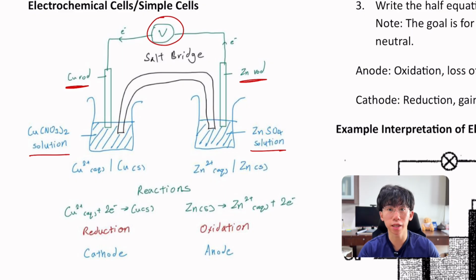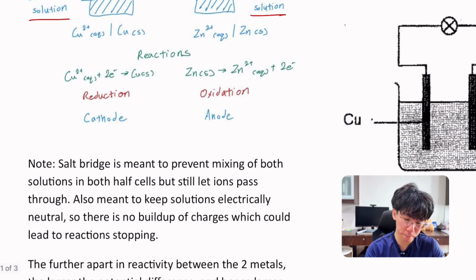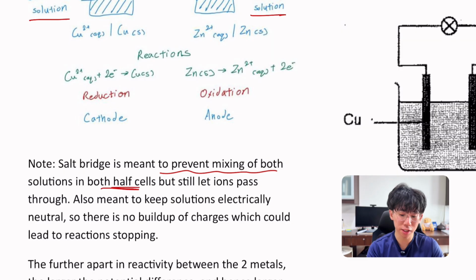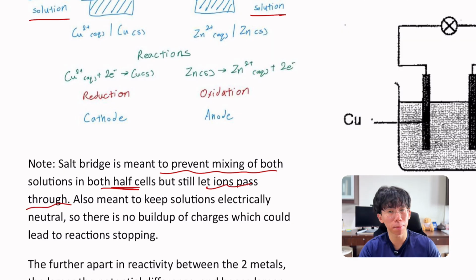Furthermore, to complete the circuit, these electrolytes are also connected via this thing called a salt bridge. The purpose of this salt bridge is to prevent mixing of both solutions in both half cells, but still let the ions pass through. The salt bridge plays an important role because it keeps your solutions electrically neutral so that there's no buildup of charges which could lead to the reactions stopping.